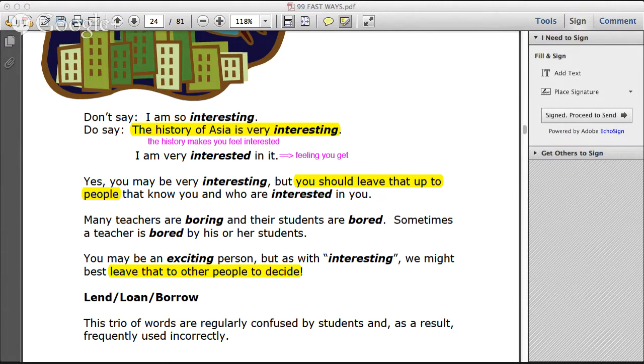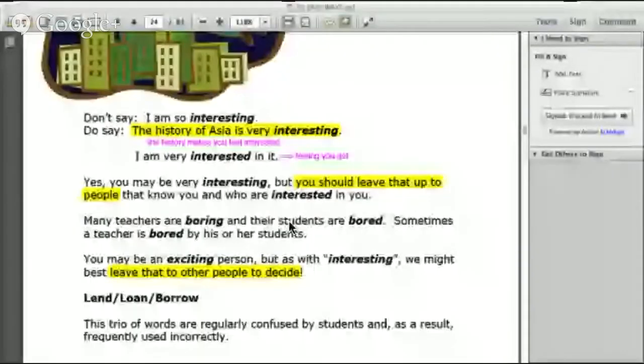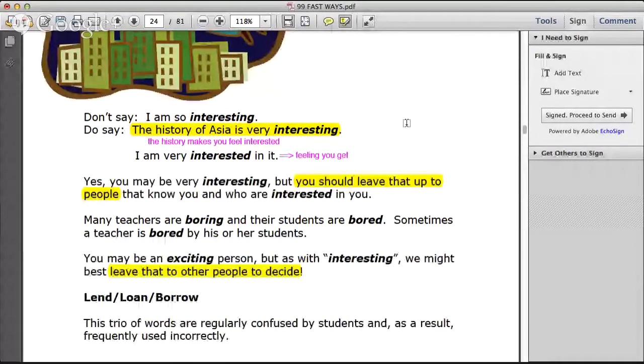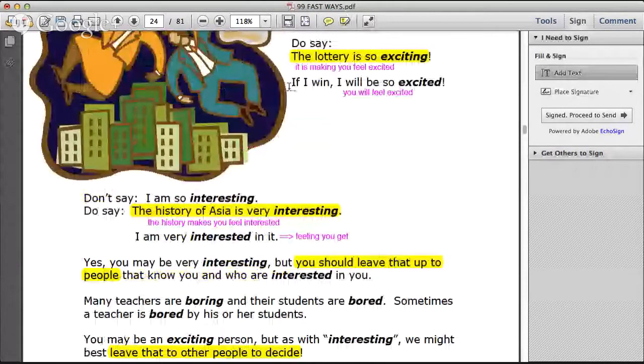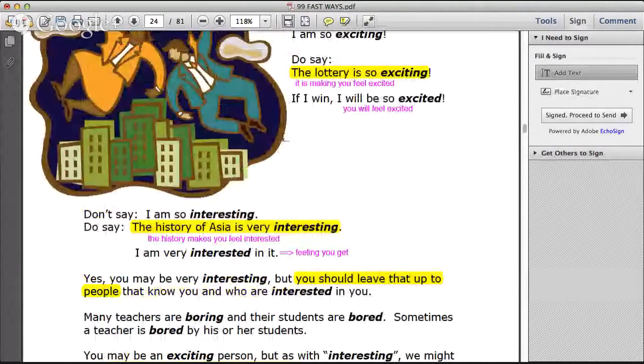Sorry if I said I'm so boring. No, I'm bored. Unless when you say that, if you say "I'm so boring," that means that you are making me feel bored. Unless you feel that you are boring.